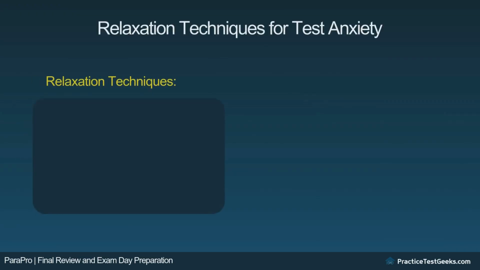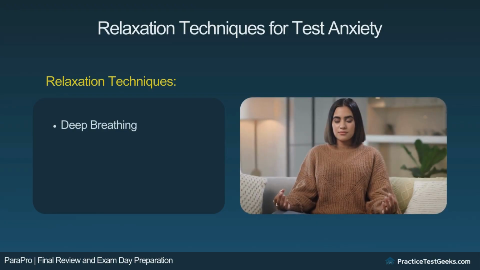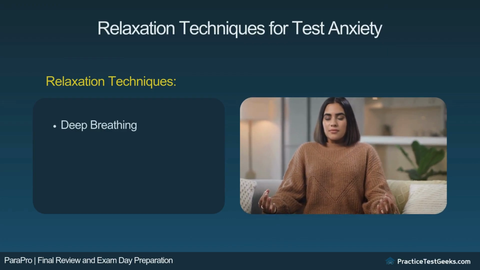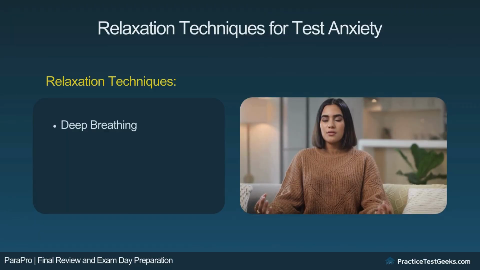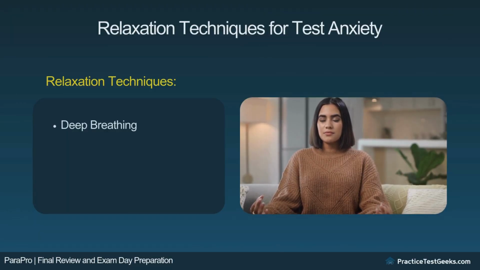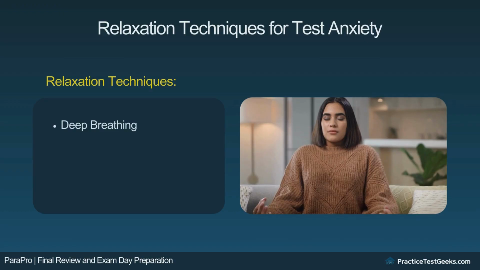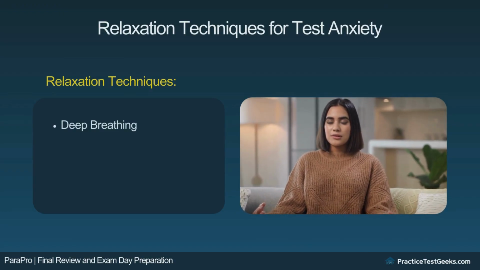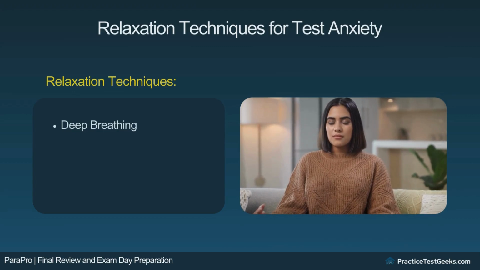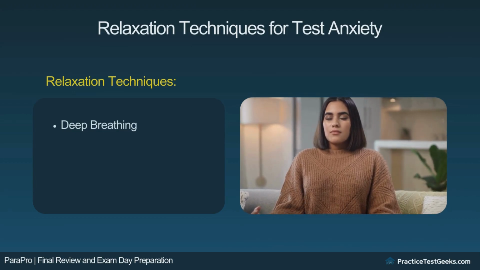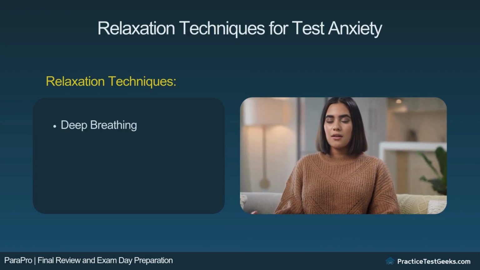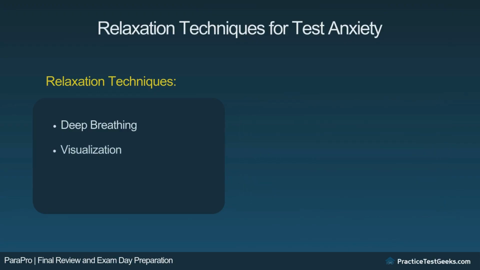Relaxation techniques. 1. Deep breathing. Sit in a comfortable position, close your eyes, and take a deep breath in through your nose, counting to 4. Hold your breath for 4 counts, and then exhale slowly through your mouth for 4 counts. Repeat this for 5 minutes. Why it helps. Deep breathing helps activate your body's relaxation response, reducing physical symptoms of anxiety such as a racing heart or shallow breathing.